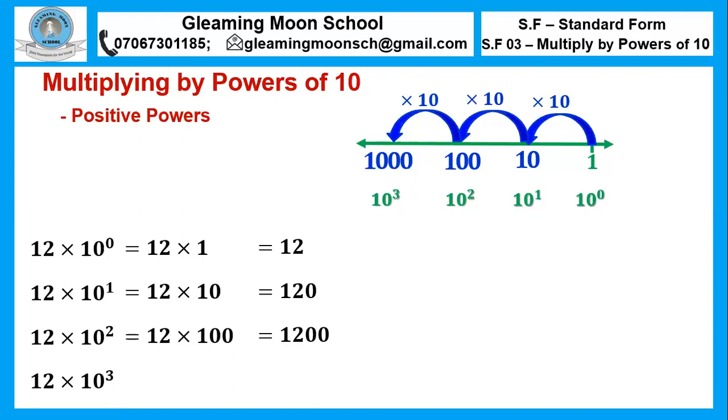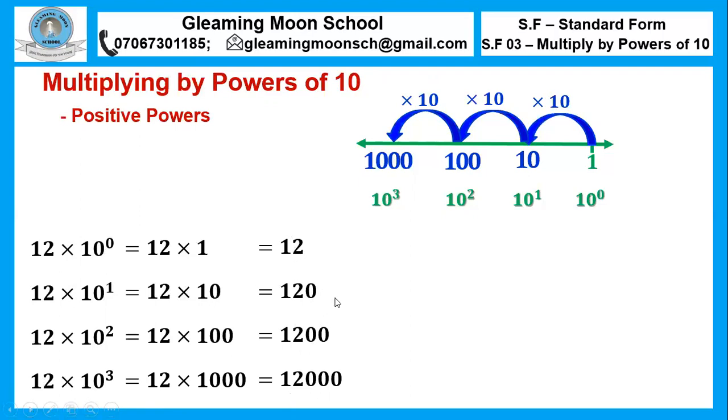Now 12 times 10 raised to the power of 3. 10 raised to the power of 3 is 1,000. So that makes it the same as 12 times 1,000. So if you have 1,000 in 12 places, that simply gives us 12,000. Okay, so you can see it's very easy when it comes to multiplying by whole numbers. We are multiplying positive powers of 10 by whole numbers, and you can see how dead easy it is.